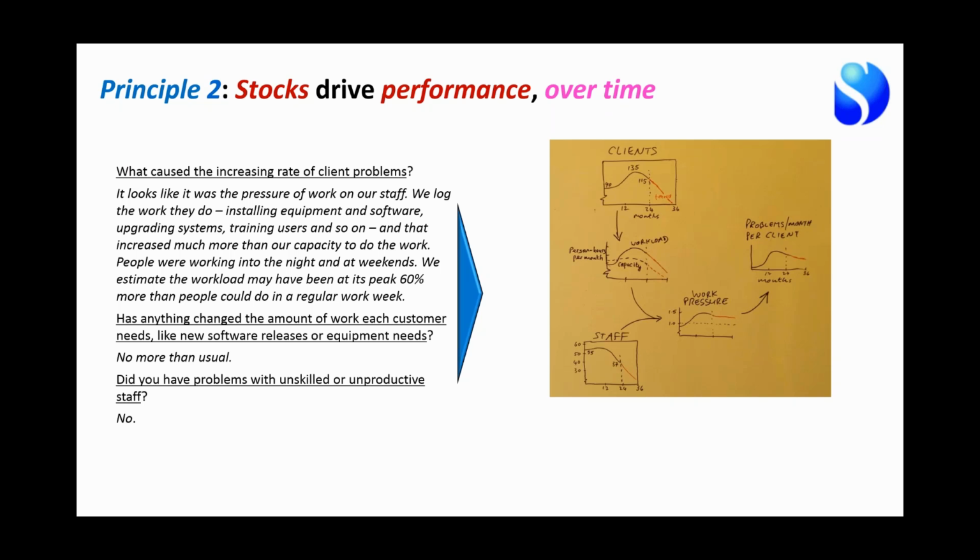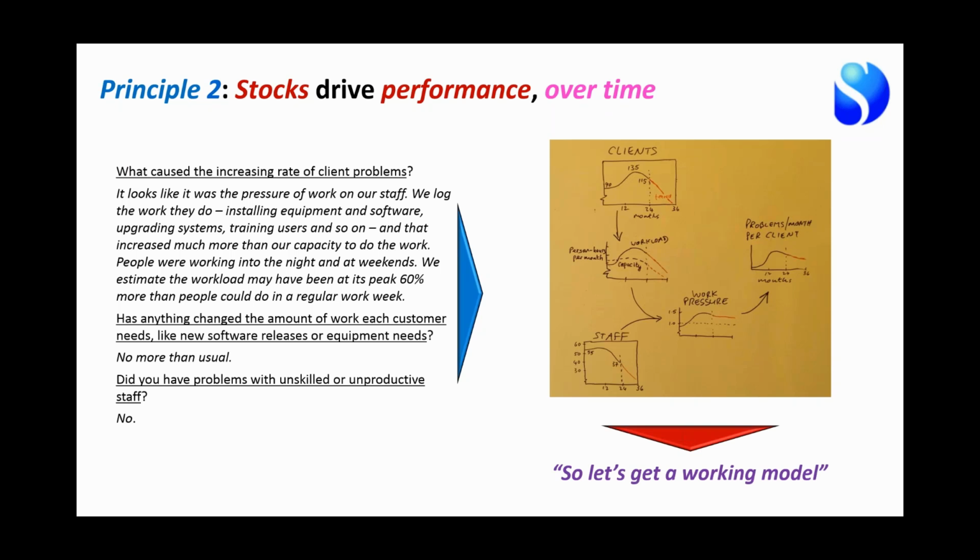We already did the first stock with the clients at the top, and the second stock is to do with how many staff we have to do the work that the clients want. And there's the chart in the middle showing the work pressure that the staff are under because of the rising number of clients. Has anything else changed? No. Do you have problems with unskilled or unproductive staff? No. So we seem to have a complete explanation of that part of the situation.